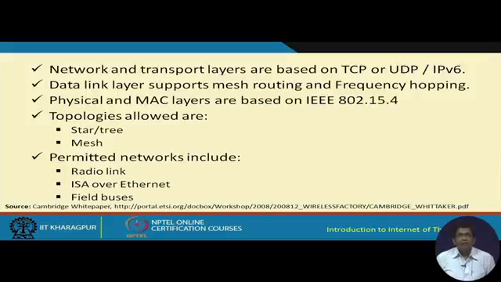The permitted networks include radio link, ISA over Ethernet and field buses. Field bus means that it is a bunch of wires running between different devices, as we see in the data centers or server rooms and so on. We have these buses, and between these different field buses we have these high bandwidth, high capacity links that run between them.